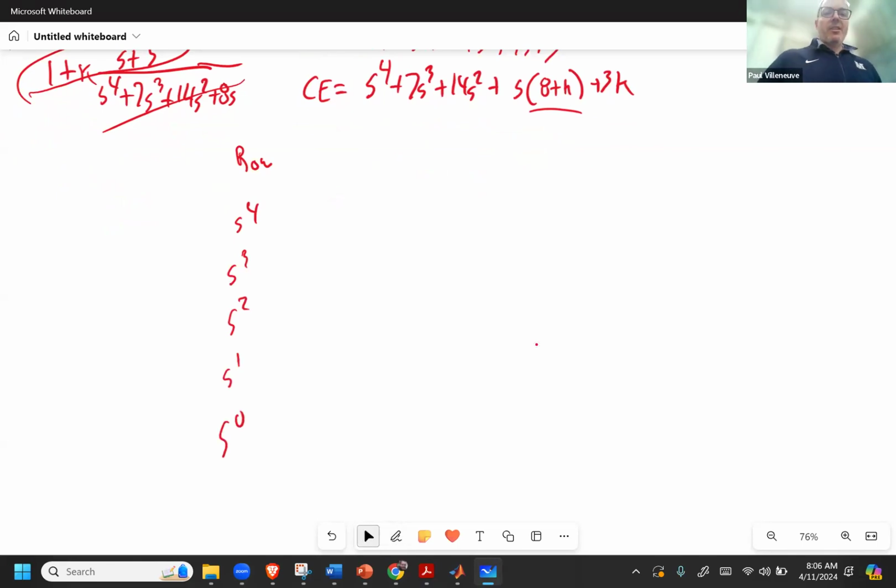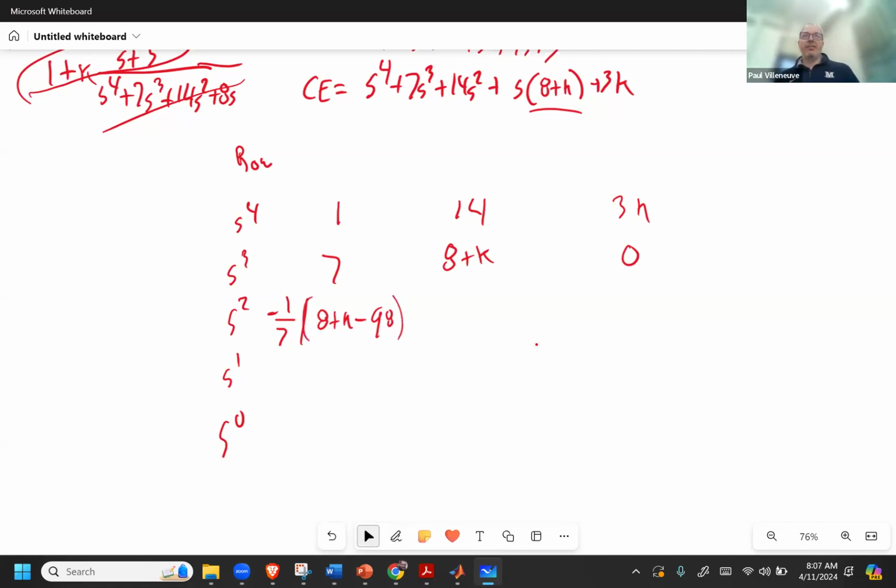Now I'm going to start putting in my terms. 1, 14, and 3k. 7, 8 plus k, and 0. So now I'm ready to go ahead and do my first calculation. Negative 1 over 7 times, let's see, it's 8 plus k minus 7 times 14, is that 98? So I did the determinant there, right? I just combined it. And that gives me S2. And then if we do this other one, we should just end up with 3k, correct?